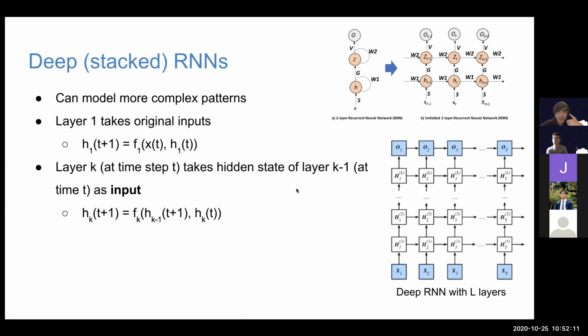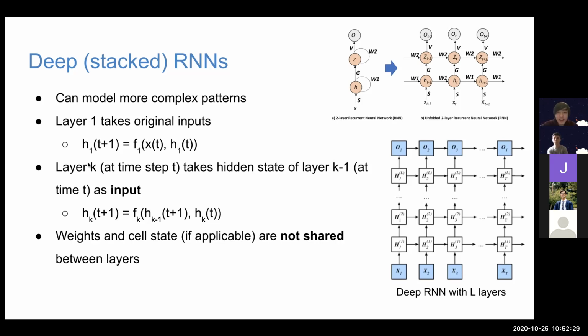And then basically layer K uses that hidden state as input. And then it also uses its own previous hidden state. So it produces a new hidden state according to the function that takes this input.